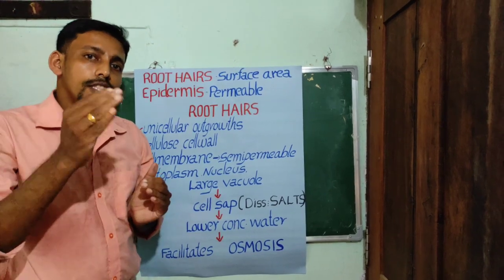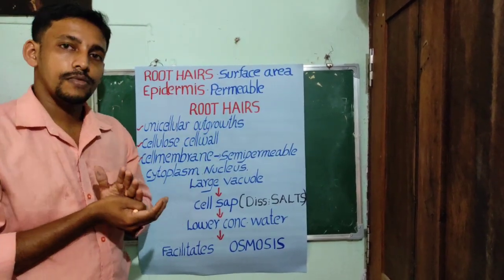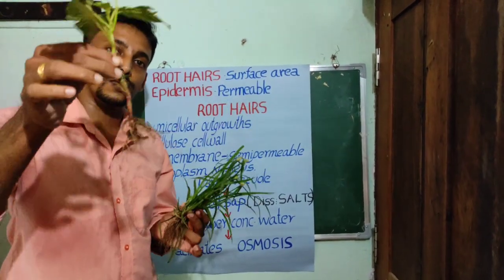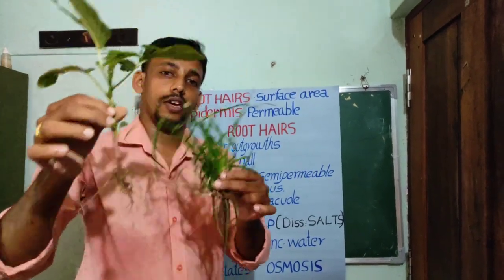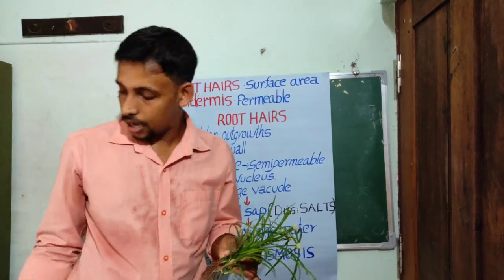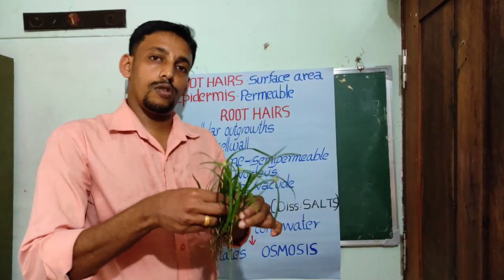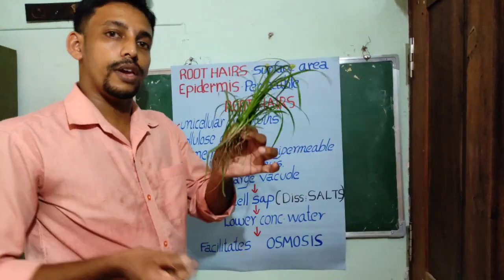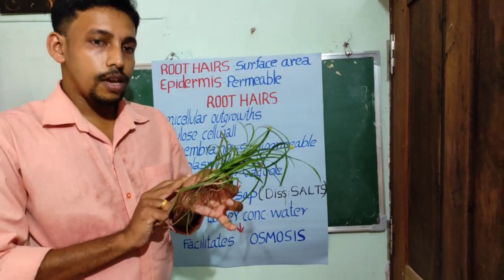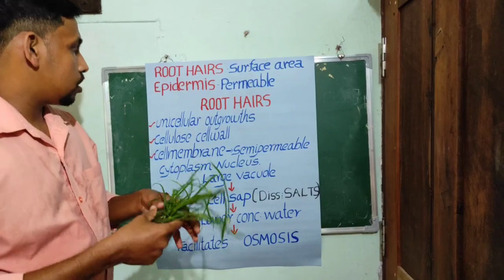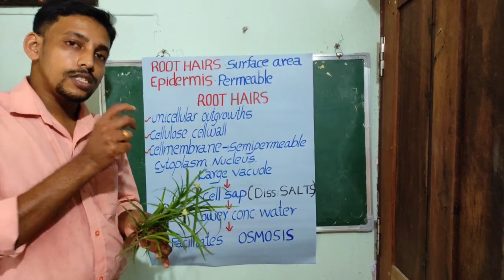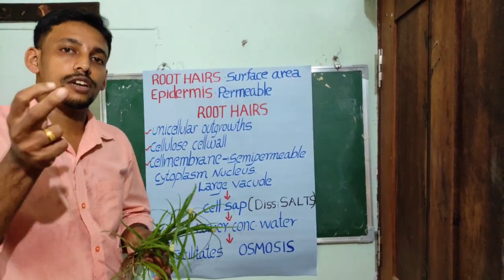Okay, then what are these root hairs? You just look here. These are two plants. This one is taproot, and here it is fibrous root. So we know that these roots go deep into the soil and make contact with the soil. The water is trapped in the soil. So the root hairs are unicellular outgrowths arising out of the surface of the roots.